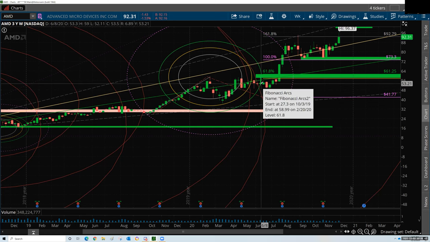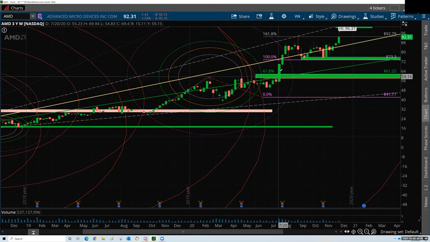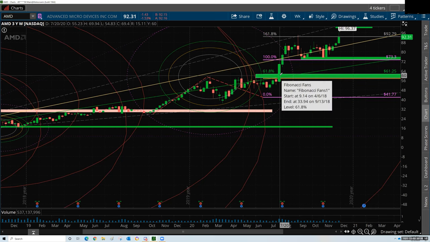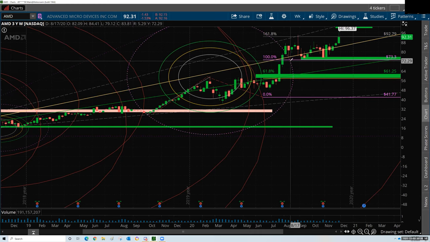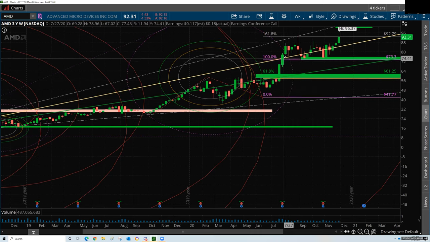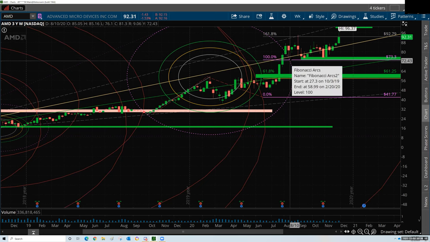Well, when it got out of here, when it broke out of the 61.8 arc here in the center, I didn't see a need to be in the trade until it broke above here. So the arc doesn't mean anything to me at this particular period of time. This arc, the 100 line, might. So when it breaks above the 100, do I start taking profit here? Most likely, okay? Because the cycle is over from what I saw before.